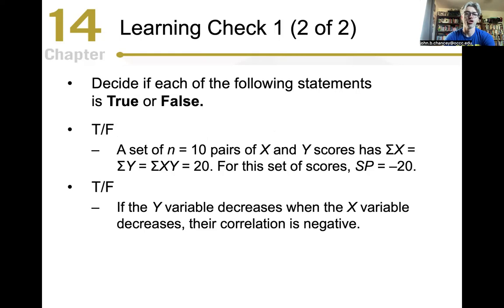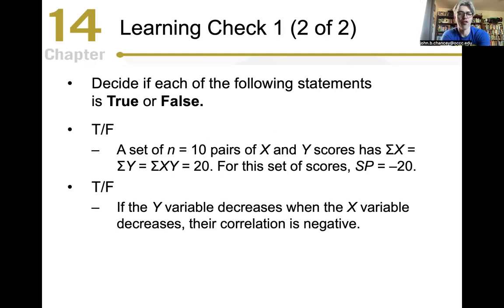Okay, next one. True or false? A set of n equals 10 pairs of X and Y scores has a sum of X equals sum of Y equals 20 and sum of X times Y equals 20. I just don't love the way this one is worded. For this set of scores, our sum of products is negative 20.